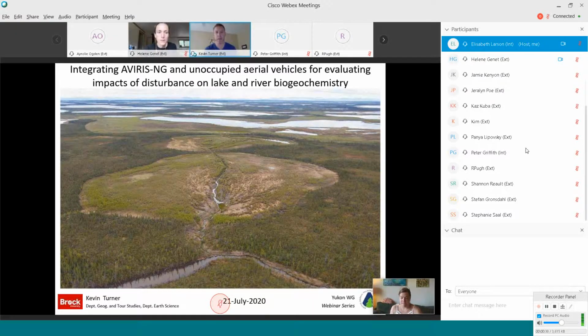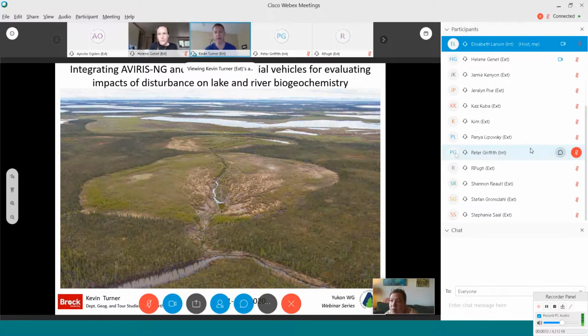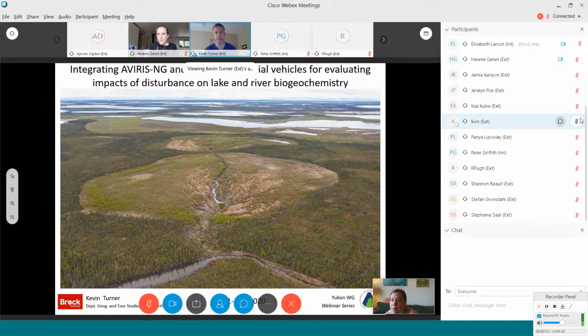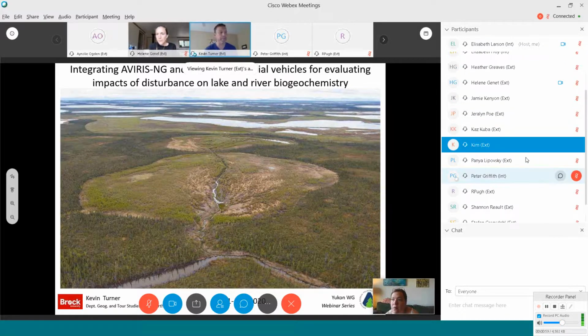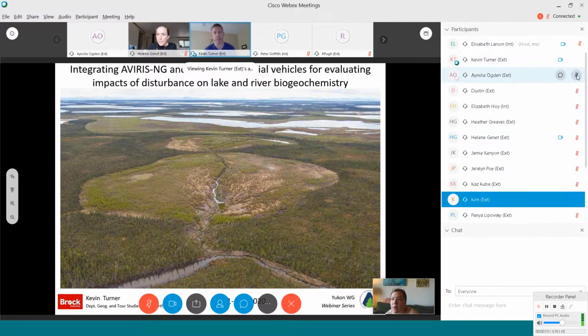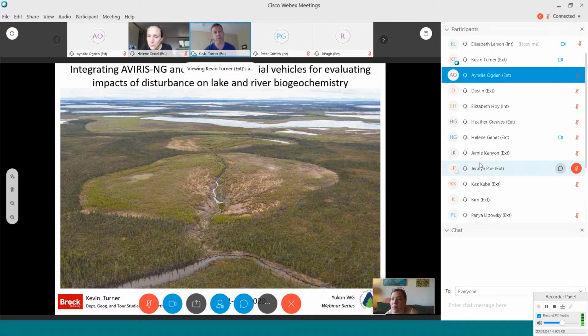Just to give you a little background, Old Crow Flats has well over 5,000 water bodies within a 56 square kilometer area. The basin is about 15,000 square kilometers, and it's flat because it's the former lake bed of glacial Lake Old Crow that drained about 15 or so thousand years ago.